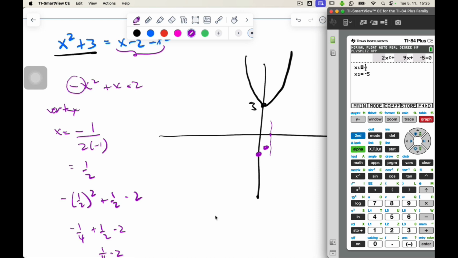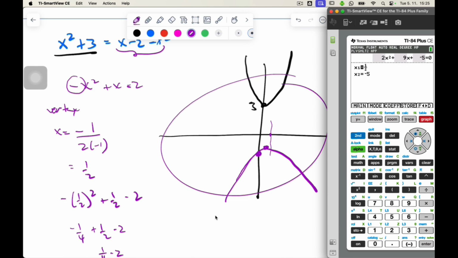I know the graph is going down. It looks like this. And so I can clearly see from the graph that there is no intersection at all. So therefore, no solution.